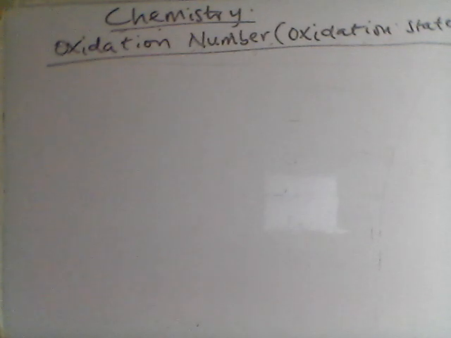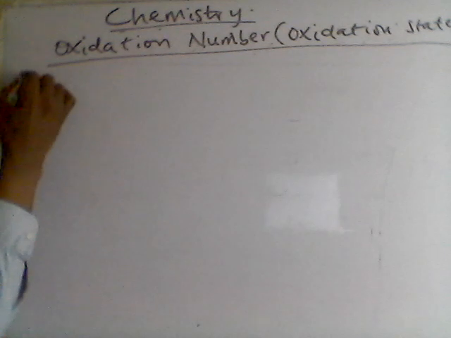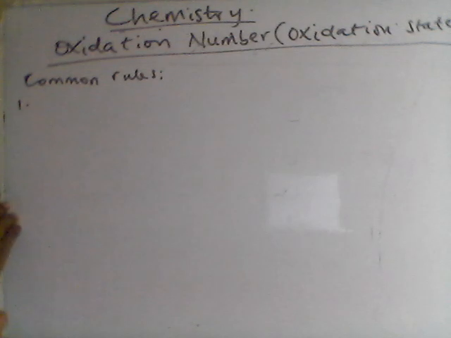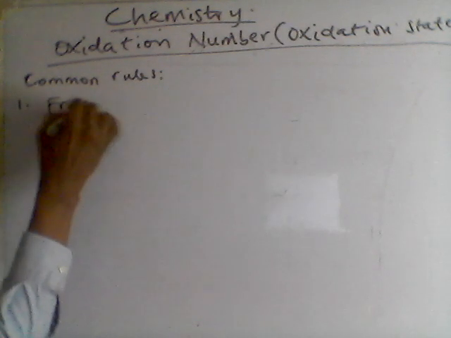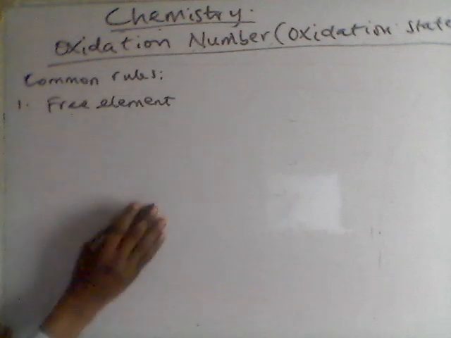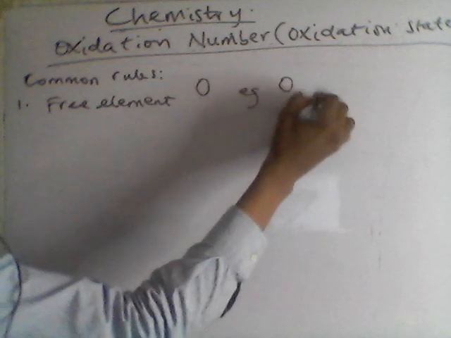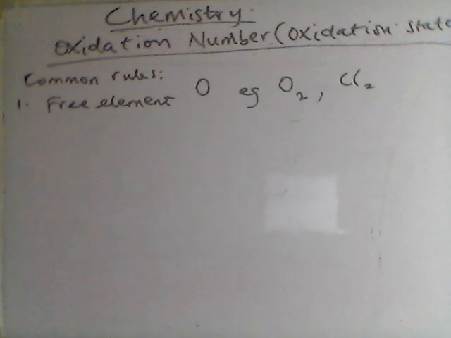So we'll talk about oxidation number or oxidation states. Oxidation number is a theoretical charge an atom would have if electrons were transferred completely. So we have some common rules for oxidation number or states. Number one, a free element has oxidation number 0, always. Example, oxygen is a free element. Chlorine, like this, is a free element. So the oxidation number is 0.